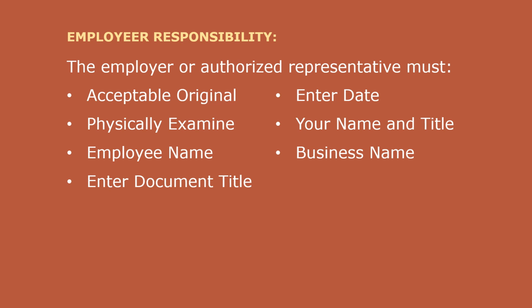Enter the document title, issuing authority, numbers, and expiration date, if any, from the original documents your employee presents. Enter the date your employee began or will begin work for pay. Enter the first and last name, signature, and title of the person completing Section 2, as well as the date he or she completed Section 2. Enter the employer's business name and address.